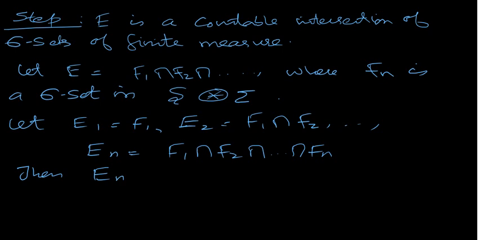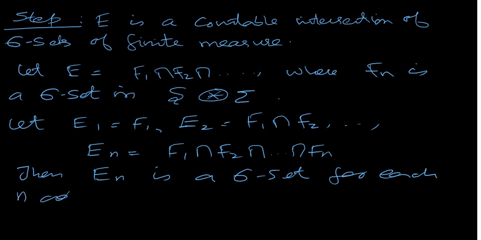Then En is a sigma set for each n. You can easily verify it because a finite intersection of sigma sets is again a sigma set. Not only this, E, which is equal to the intersection of Fn where n runs from 1 to infinity, is the same as the intersection of En where n runs from 1 to infinity. So now these En are sigma sets with this property.